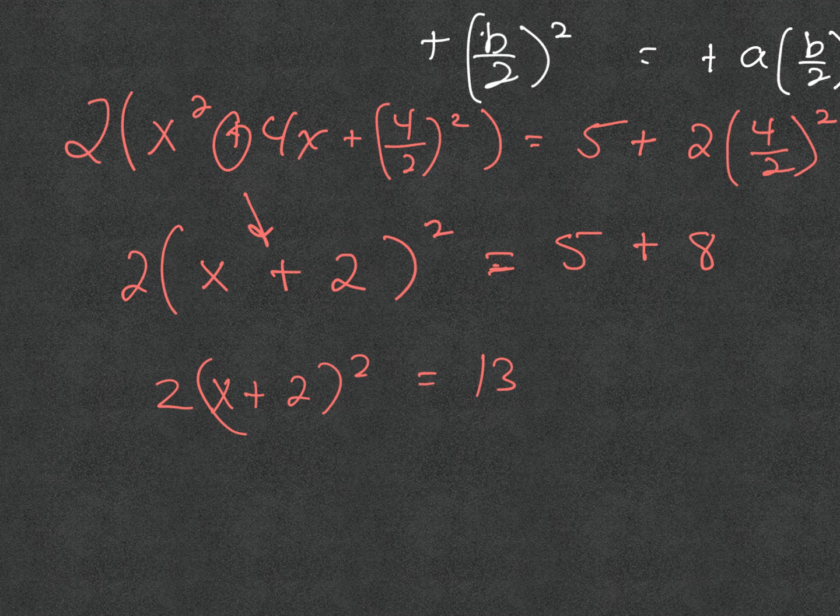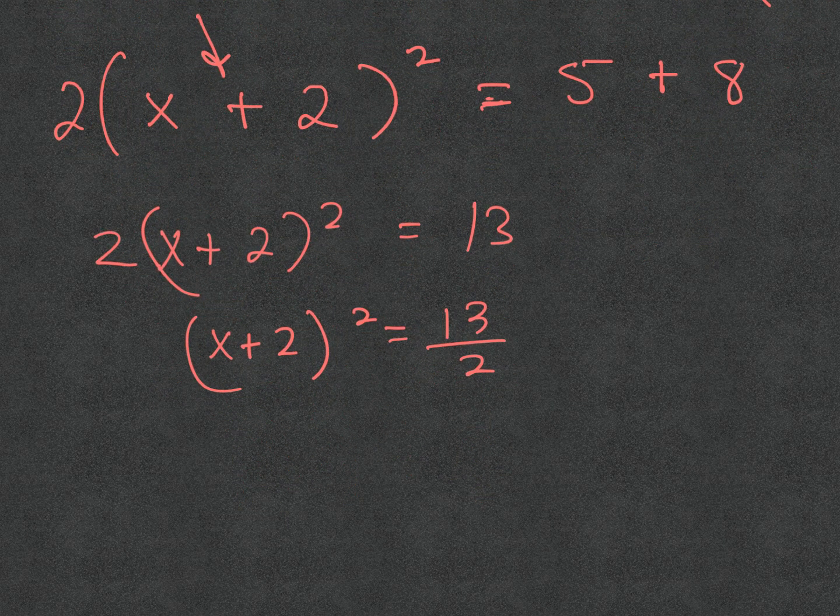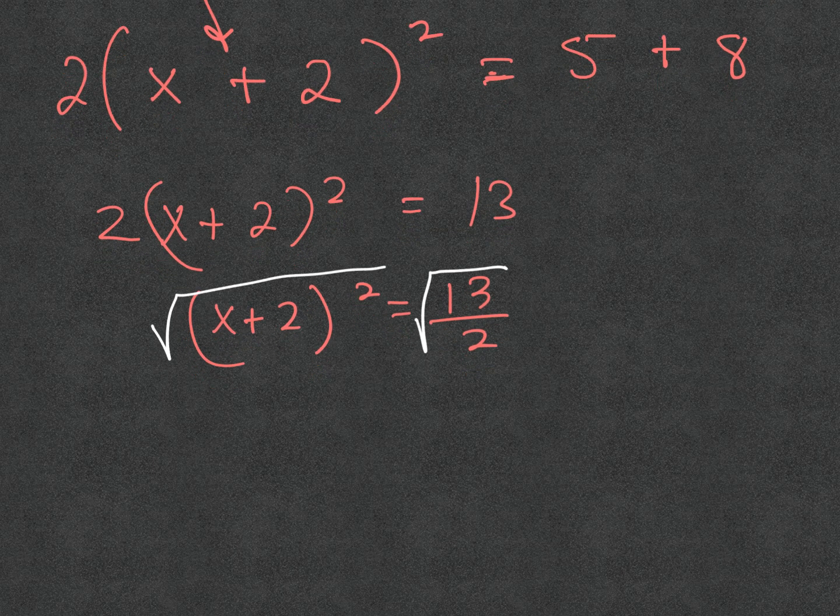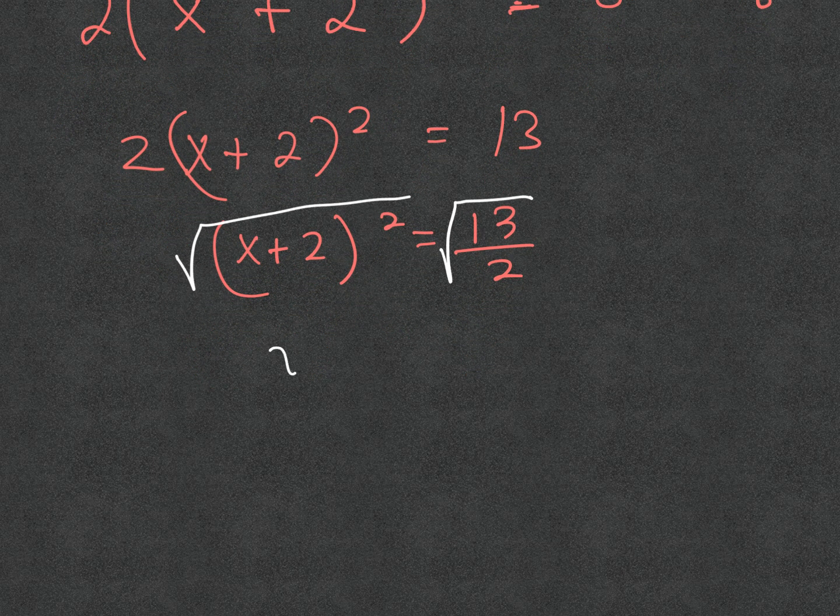We're going to divide by 2. x plus 2 squared is equal to 13 divided by 2. What do we do next? Yes, that's right. When you have a square, you need to square root. Square root, square root. Okay, when you do that, you get x plus 2 is equal to plus or minus root 13 divided by root 2.